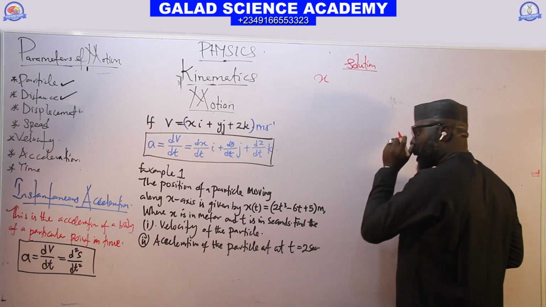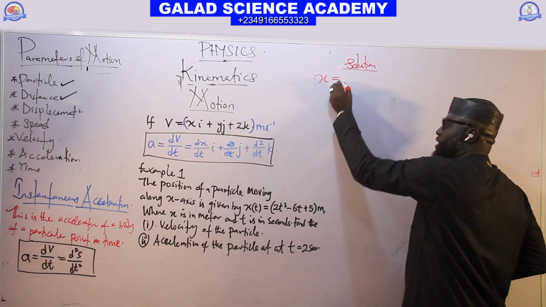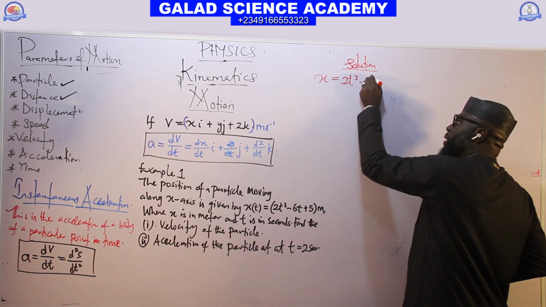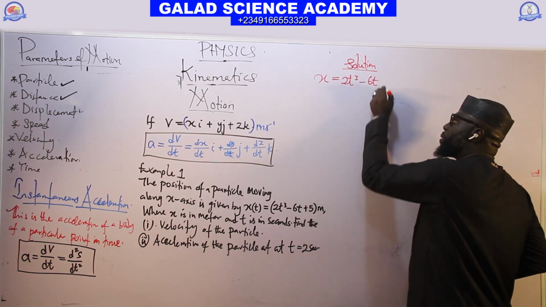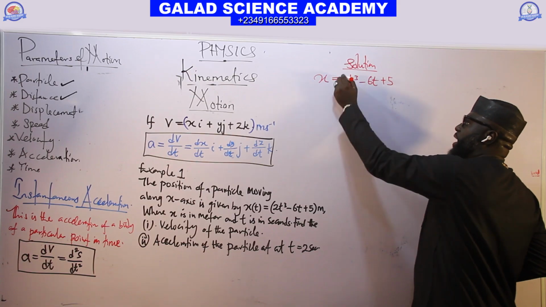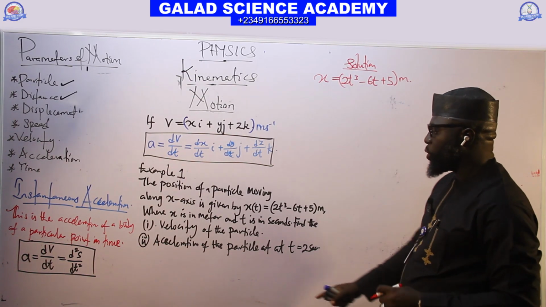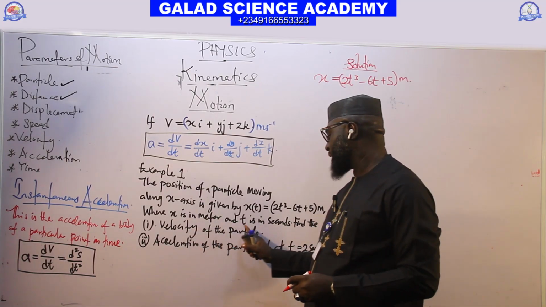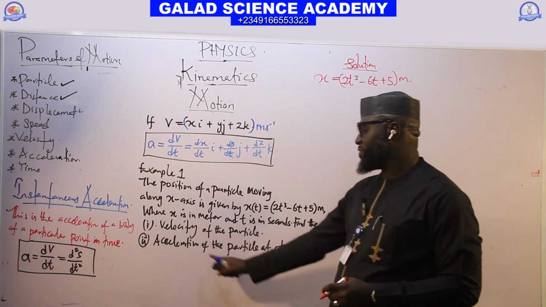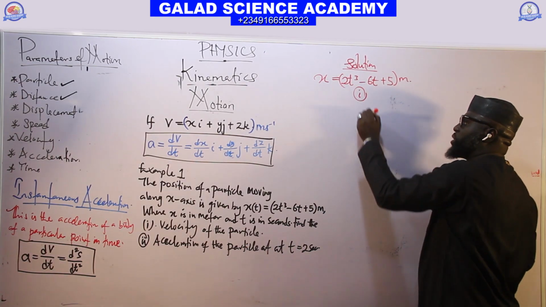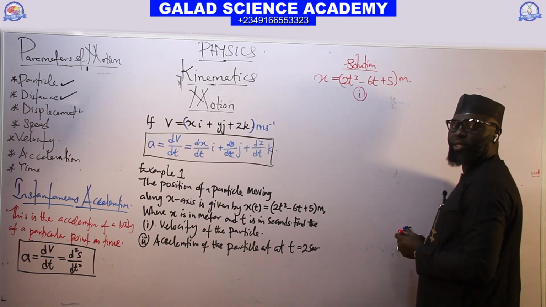x as a function of t is 2t raised to power 3 minus 6t plus 5, everything in meters, where x is in meters and time t in seconds. Find the velocity of the particle. So we are asked to find the velocity first of the particle.